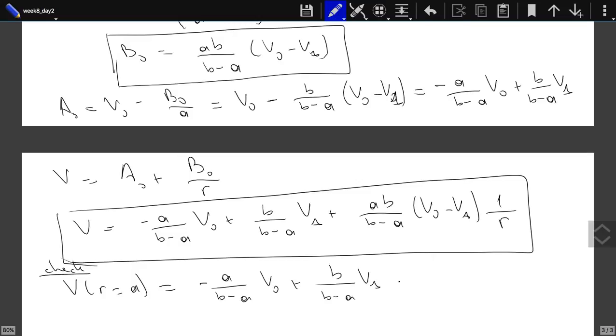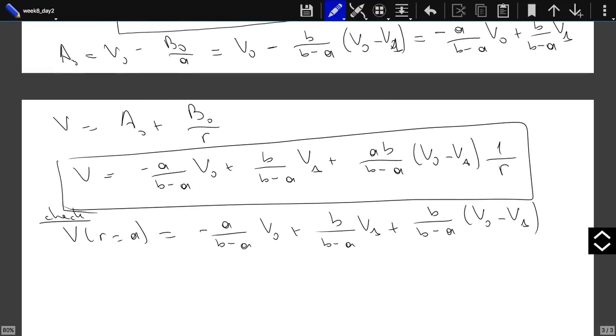When R is equal to A, the A's cancel. B over B minus A times (V0 minus V1). Well, I have plus B over B minus A V1. Here I have minus B over B minus A V1. They will cancel. So I'm left with B over B minus A, plus minus A over B minus A, but that is B minus A over B minus A, V0. This is equal to V0. So it does satisfy the boundary condition.